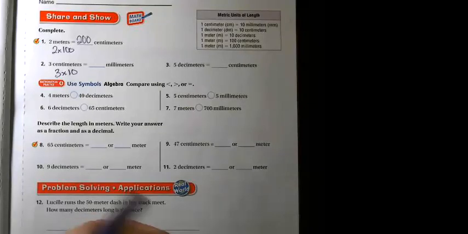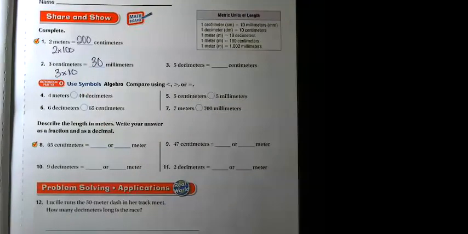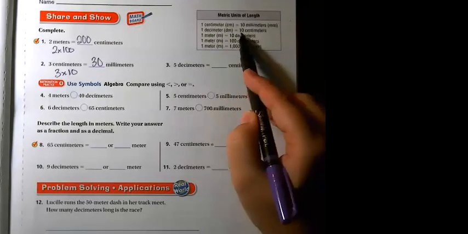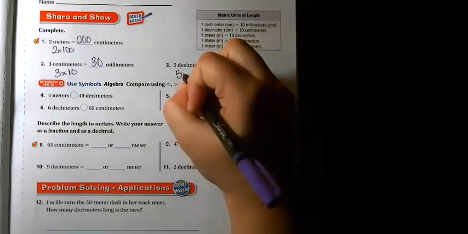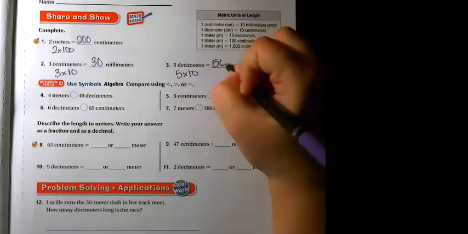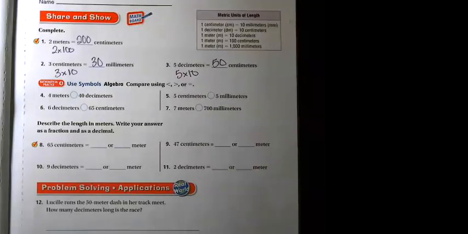How many millimeters do I have total? Wonderful, 30. All right, my next one says 5 decimeters is equal to how many centimeters? Okay, if you look at your chart, 1 decimeter is equal to 10 centimeters. So you would do 5 times 10, and 5 times 10 is 50. Excellent. So we have 50 centimeters.